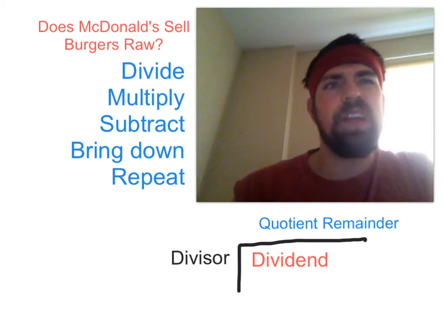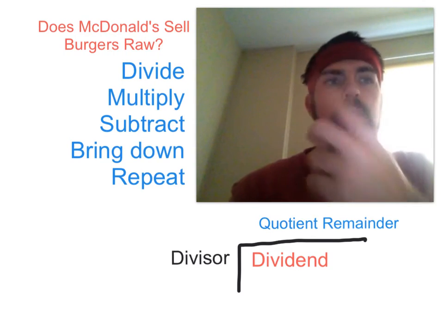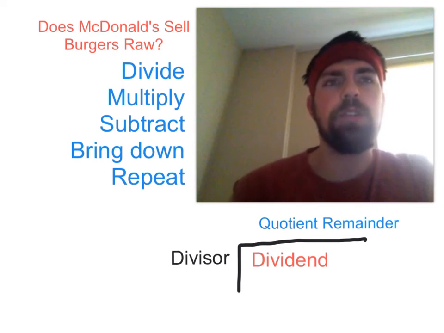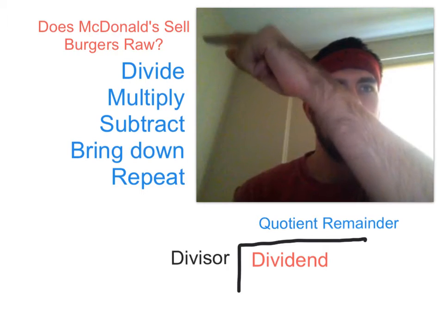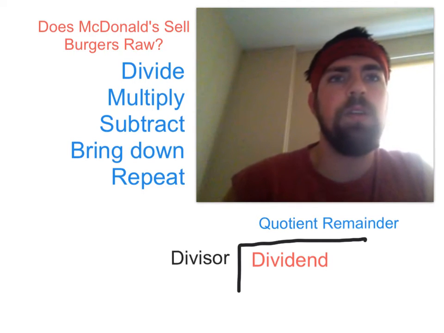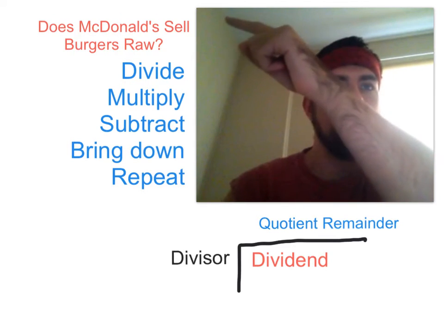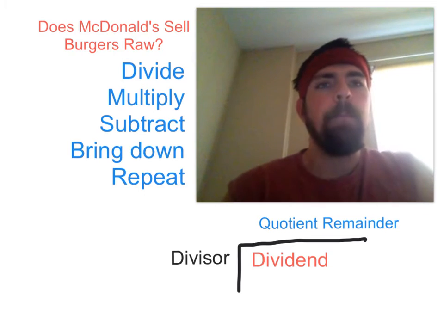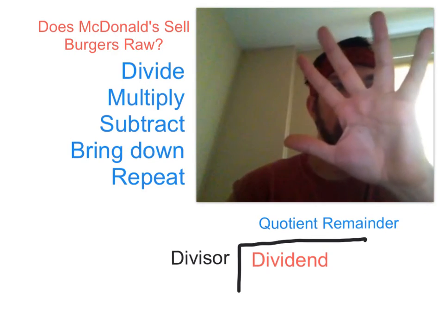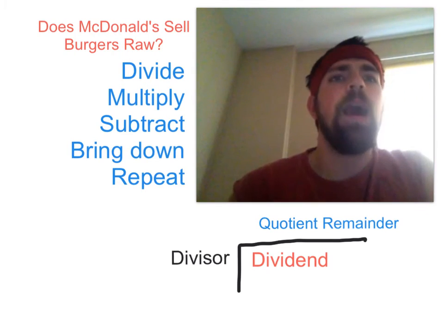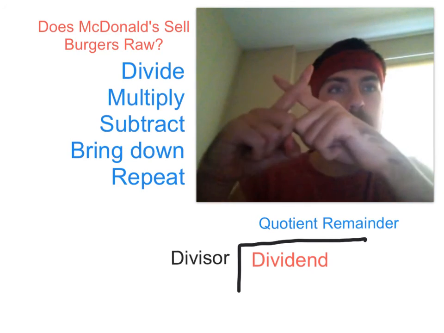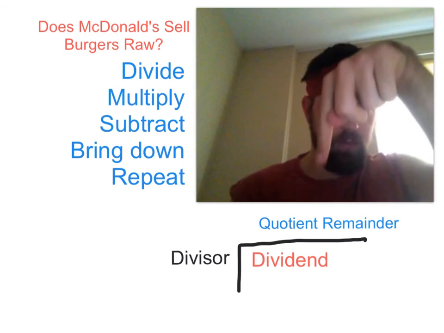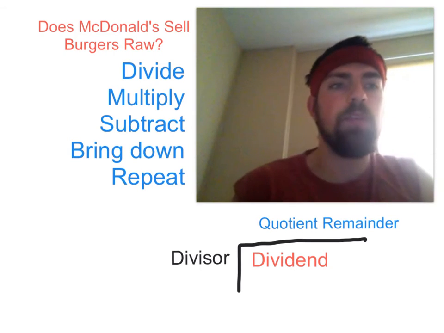So just to recap what happened in part 1, you can either go watch part 1 again, or we'll just do a quick recap here. We see right here, we've got our little acronym that helps us with long division. It's "Does McDonald's sell burgers raw?" And that stands for the 5 steps for long division, which are divide, multiply, subtract, bring down, and then repeat that whole process all over again.